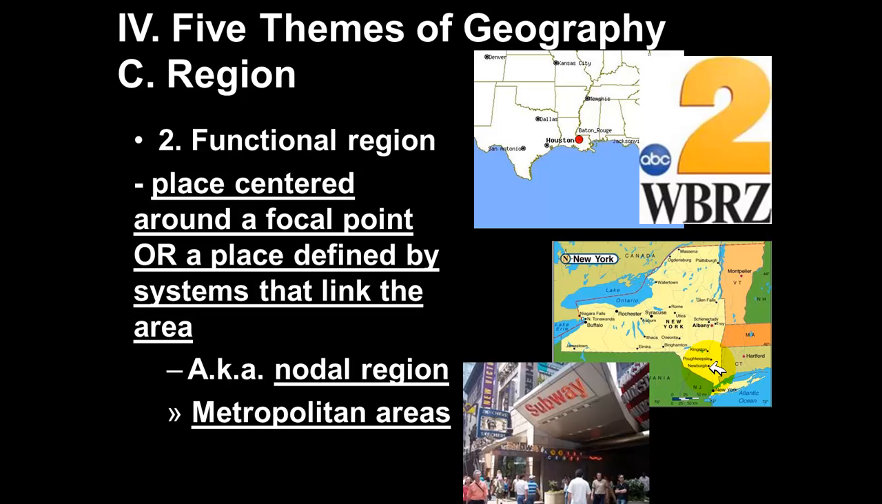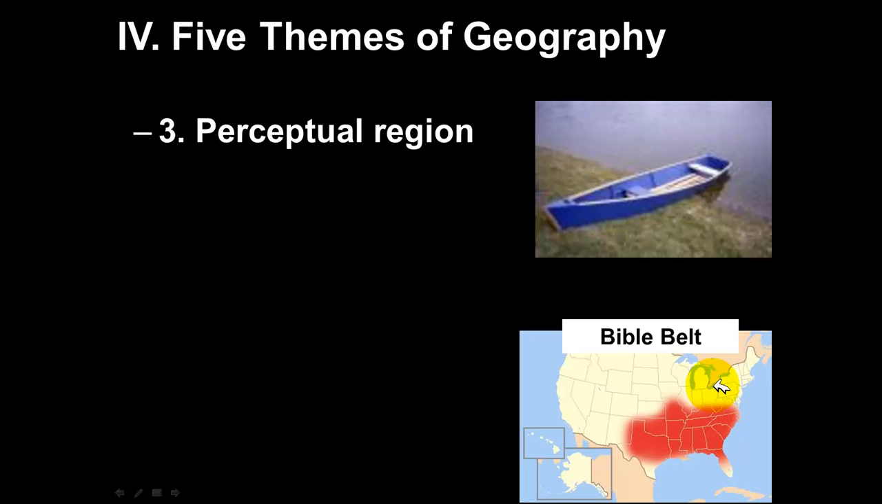Because people live in Connecticut and catch the bus into New York, right around this area, or they catch the train into New York, or they live in Pennsylvania and catch the train into New York. That is another example of a functional region. The third type of region that we'll discuss is called the perceptual region.